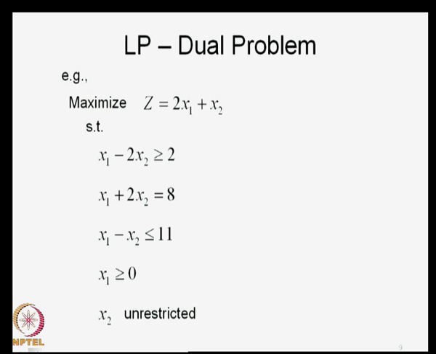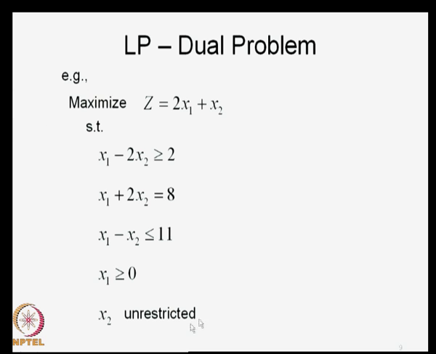So, just to get used to this, we will solve an example again. Let us write a dual problem for this particular problem. Maximize z equals 2 x1 plus x2 subject to x1 minus 2 x2 greater than or equal to 0, x1 plus 2 x2 equal to 8, x1 minus x2 less than or equal to 11, x1 greater than or equal to 0 and x2 unrestricted.